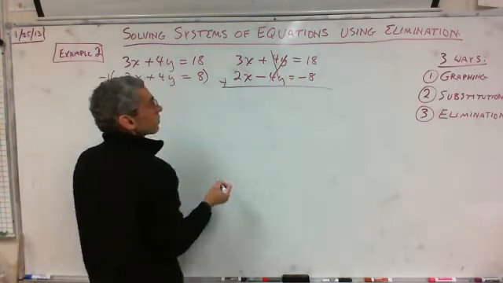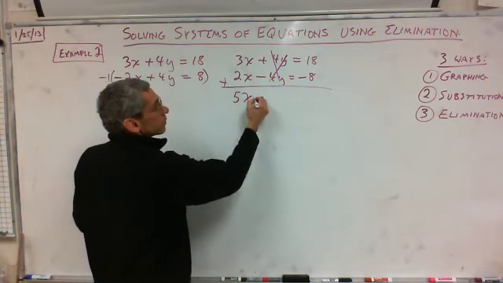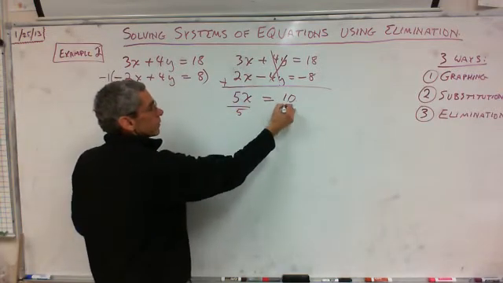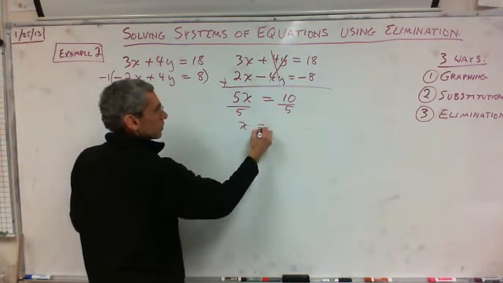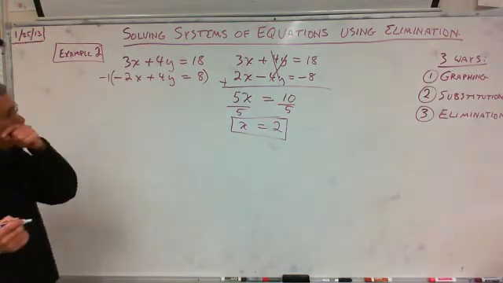These cross out. So I just have 5x equals 10, right? Oh my gosh, that's so easy. Look at this. Divide by 5, x is equal to 2. Wow, that was so easy.